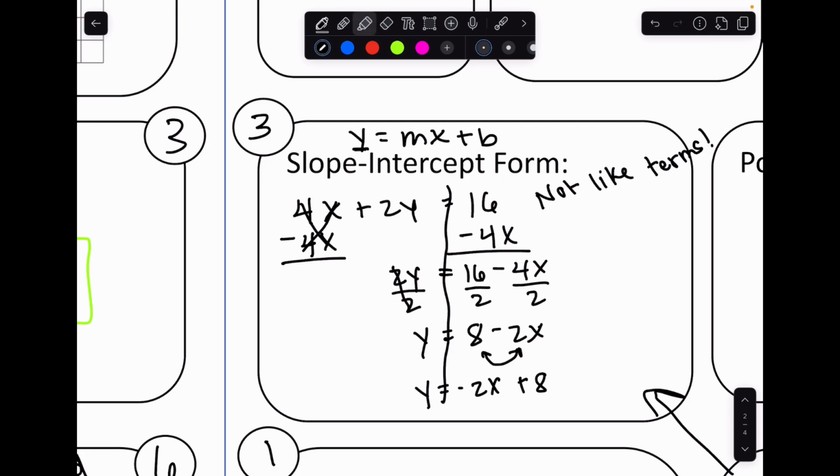And now we know we have our slope, right? Because that's our m. And our y-intercept, which is 8. Okay?